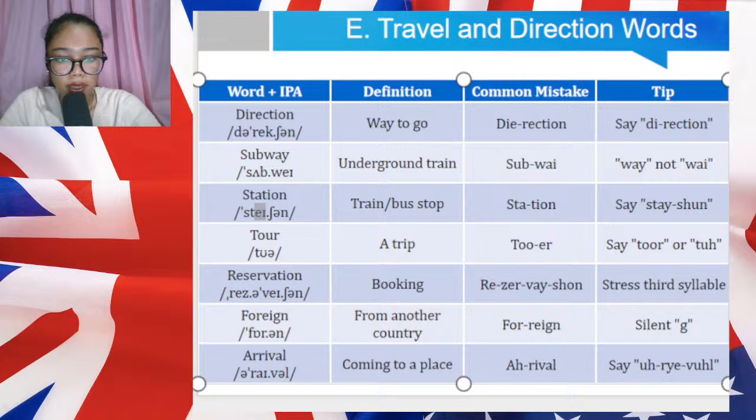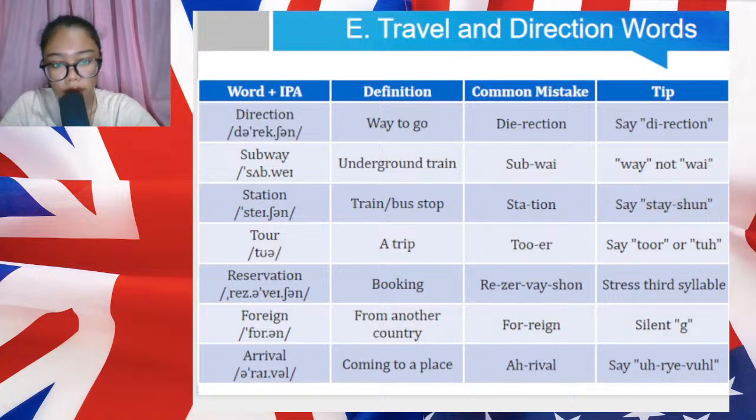So the common mistake with station often involves using a short a sound as in cat. That's a common mistake for some people. They say it with the short a instead of station. So take note of that, everyone. This word should be pronounced as station. As you can see in the tip, that is how you say it basically. Station.